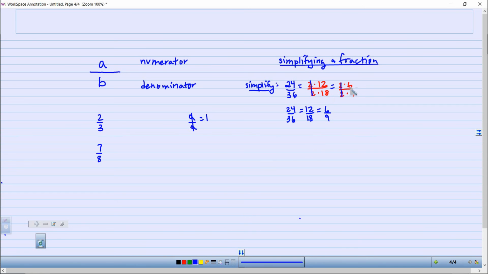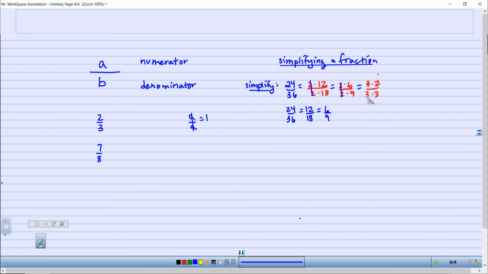But wait, there's more. Now if I tried 2 again, it would not work, right? Because 2 does go into 6 evenly and 9 doesn't. But what does go into both of those? 6 is 2 times 3. Actually, let me rewrite that as 3 times 2, and 9 is 3 times 3, right?